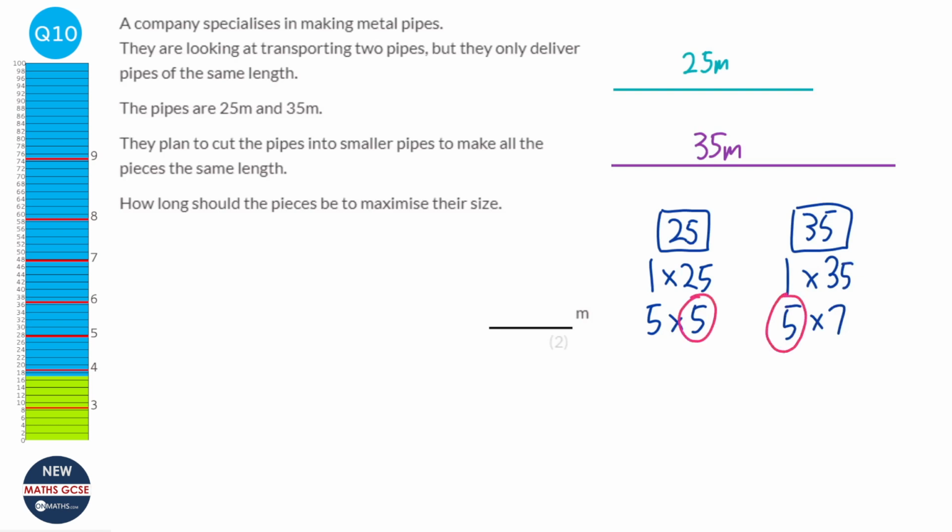So what we can do is we can cut all of these pipes into 5 meter pipes. So 1, 2, 3, 4, not to scale, and then 7 of these. So 1, 2, 3, 4, 5, 6, and so there's 7 in total. So each of these are 5 meter long, and there's no wastage. And that's the longest we can make the pipes for there to be no wastage at all. So my answer is 5 meters.